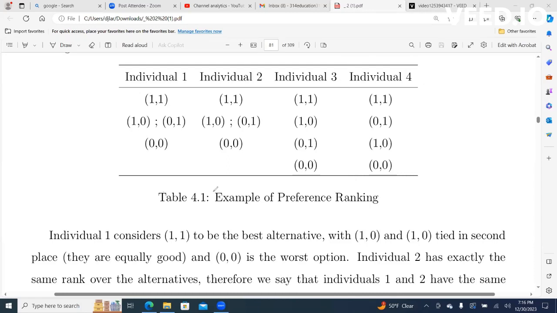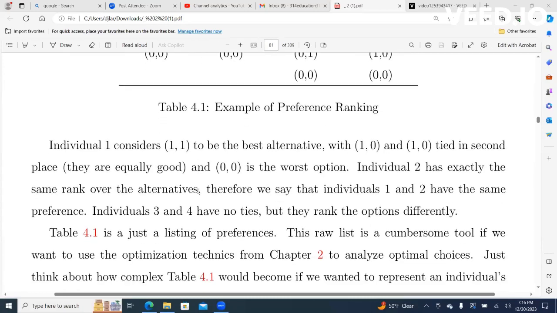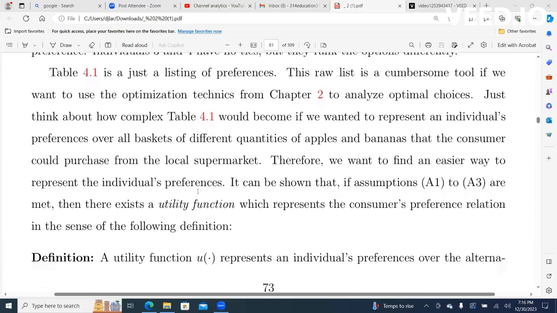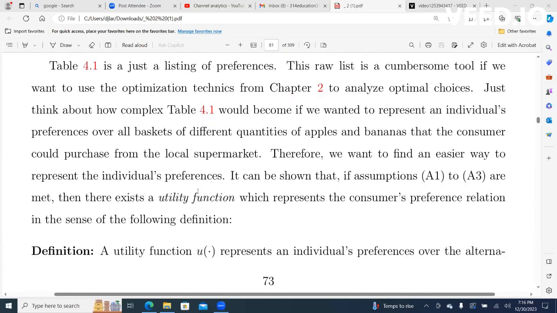And they are simply telling us that later, showing the concept as a function is much more important to microeconomics in the book. Yeah, so table 4.1 is just a listing of preferences. This raw list is a cumbersome tool if we use optimization techniques from chapter 2. So chapter 2, like we said, is going to govern chapter 3 and chapter 4. We're now in chapter 4. So they talk about how we're leaning into this utility function that I had discussed in the previous video.